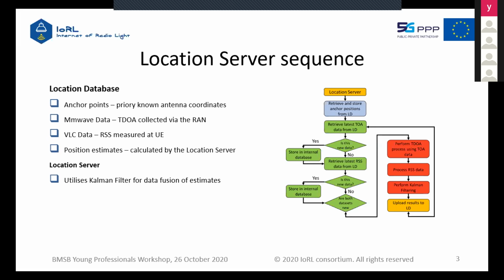We also do the same check for the VLC data side, basically to reduce computation. Once we know that we've got valuable data sets, we perform the time difference of arrival process, and then the received signal strength process, as Lena just went through in the previous presentation. These two are then fused together with a Kalman filter. The updated results are then uploaded to the position estimates table in our database.